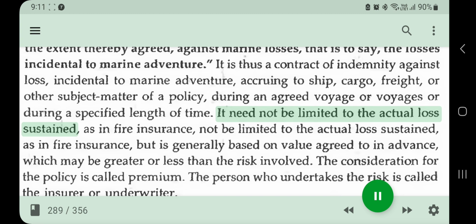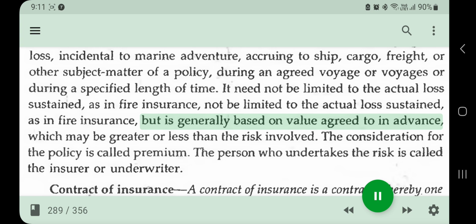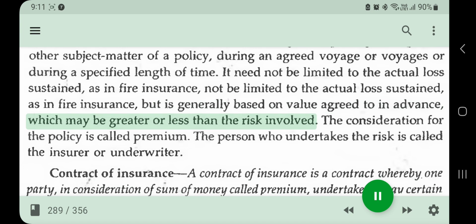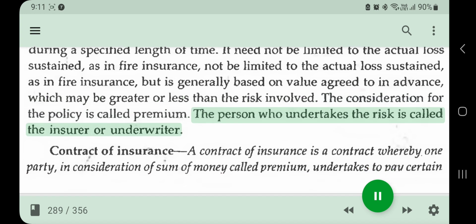It need not be limited to the actual loss sustained, as in fire insurance, but is generally based on value agreed to in advance, which may be greater or less than the risk involved. The consideration for the policy is called premium. The person who undertakes the risk is called the insurer or underwriter.